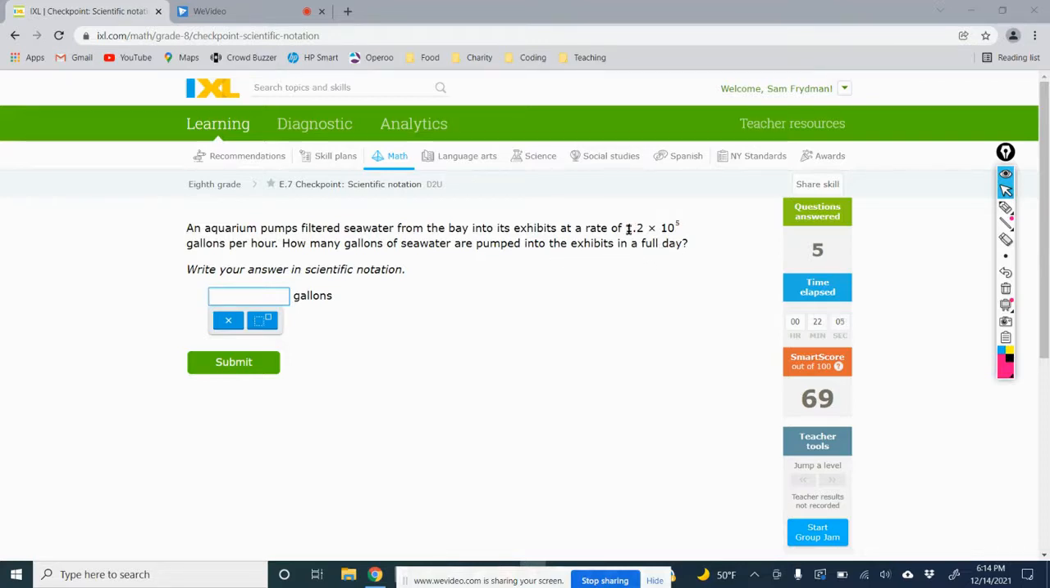Well, it's pumping this much every hour. I know that there are 24 hours in a day. So in order for me to figure out how much it's going to pump in a full day, I would have to take this number and multiply it by 24. So let's do that. 1.2 times 10 to the fifth times 24.